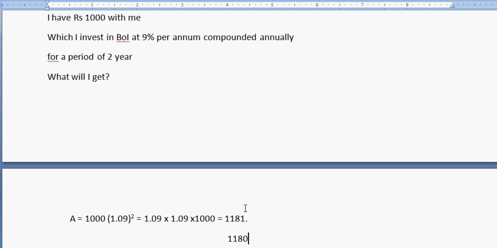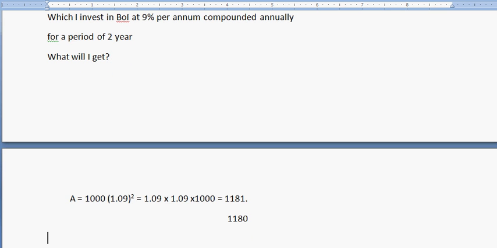Now we are getting 1181 point something, which is higher than what we were getting in simple interest. So what is happening? The difference between simple interest and compound interest is that whatever is added to our account as interest over the years, it says compounded annually, which means after 1 year the interest which was 90 rupees was added back to my account and my new principal became 1090, and over this 9% interest was charged, which was again simple interest, to get this.